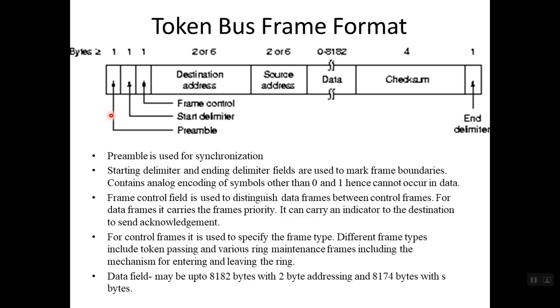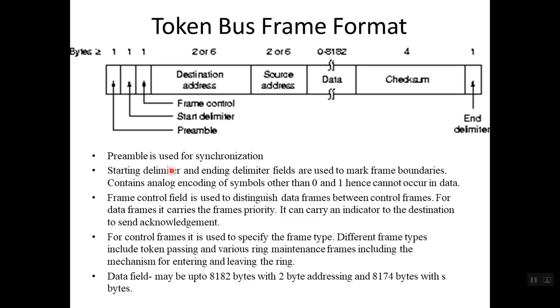Preamble, as in 802.3, is used for synchronization. We have discussed this preamble field in 802.3. There is also a starting delimiter and an ending delimiter. The sizes of these fields are given in bytes. Preamble is 1 byte, starting delimiter is 1 byte, and the frame control field is also 1 byte. The destination address can be 2 or 6 bytes. The source address can be 2 or 6 bytes, data can be up to 8182 bytes, and the checksum is 4 bytes. The last field is the ending delimiter.